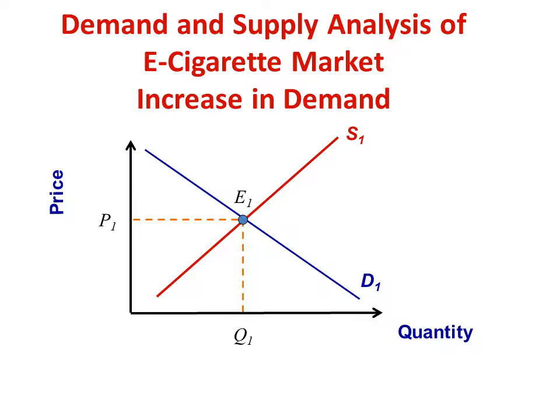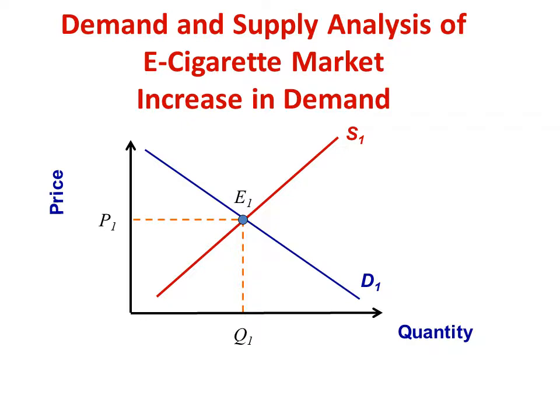But we have these non-price determinants, both in supply and demand, which help us explain how these curves shift. They're sometimes called the demand or supply shifters. So which non-price determinant is affecting the market for electronic cigarettes?